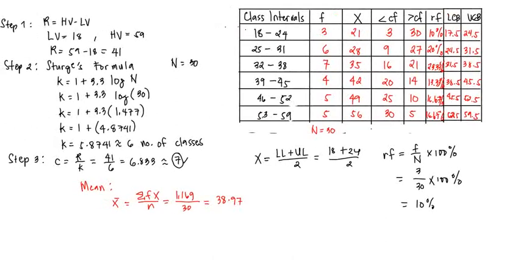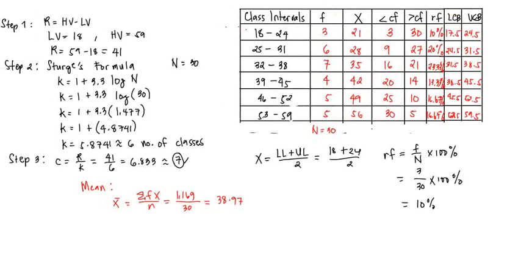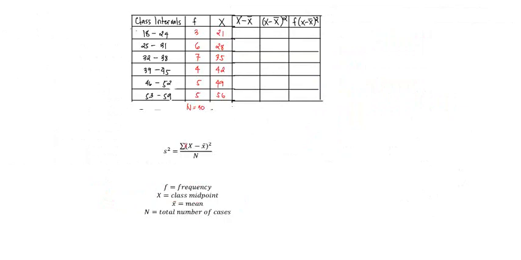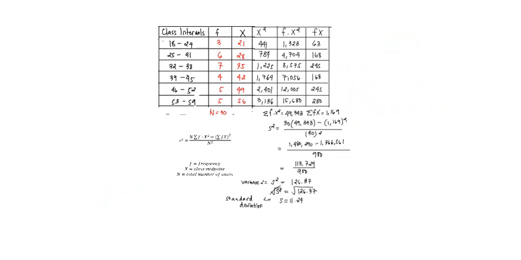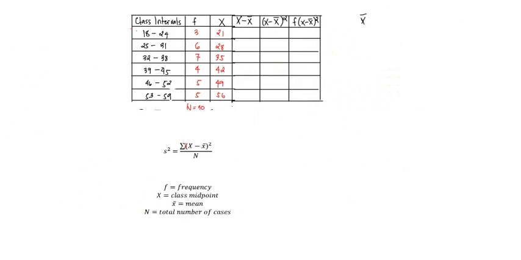And basically, I have taught you how to find that one in the last discussion. For now, we already have the mean, so we just basically have to take note of that, which is x bar is equal to 38.97. So what we are going to do is subtract this mean from each of the midpoints here.